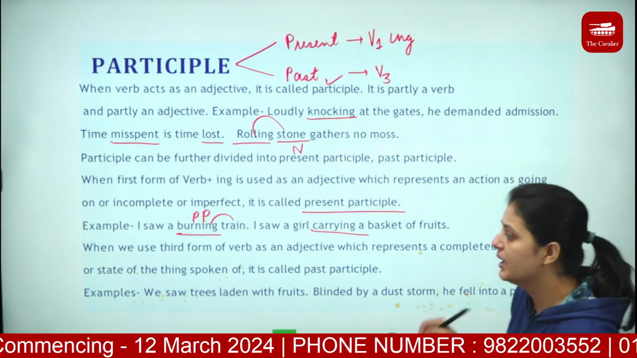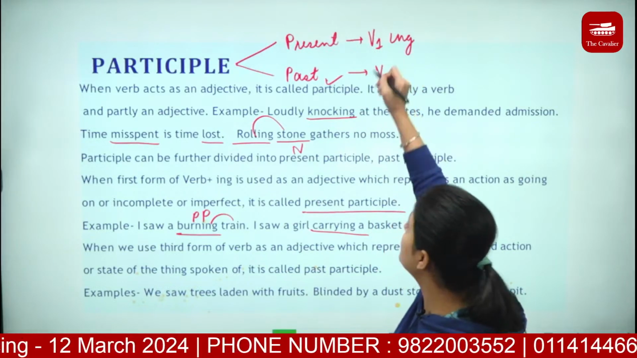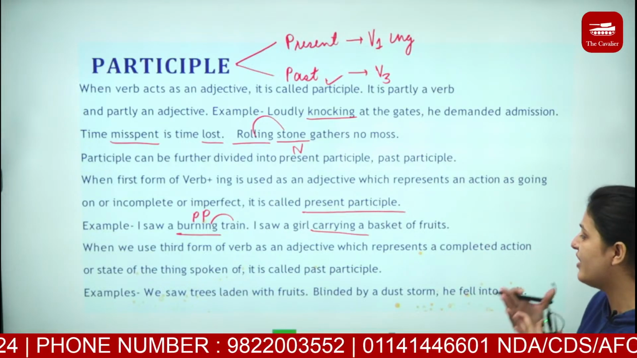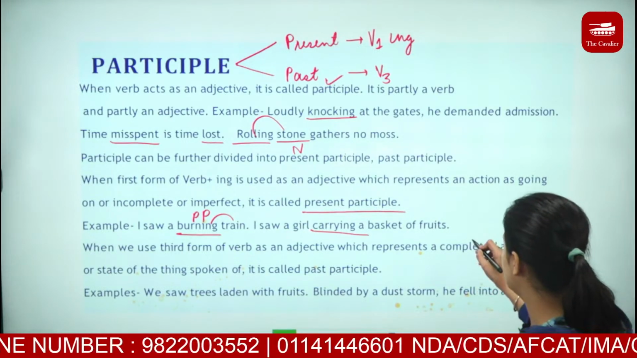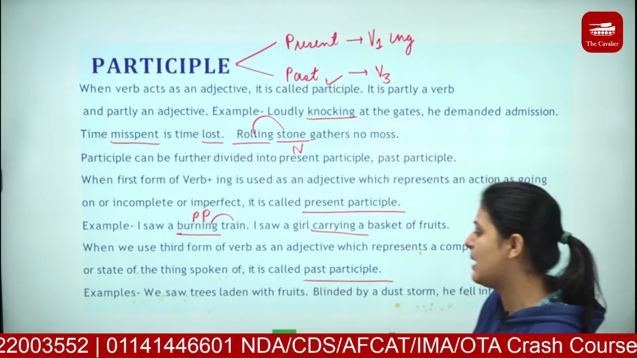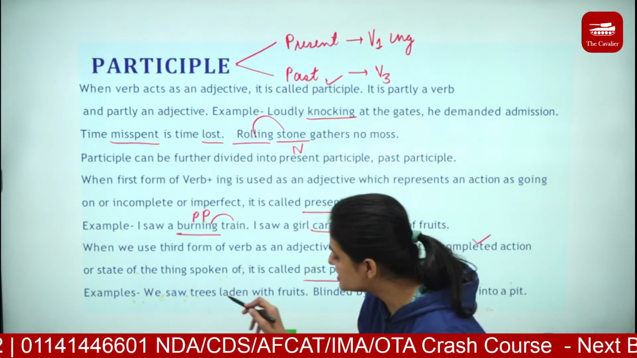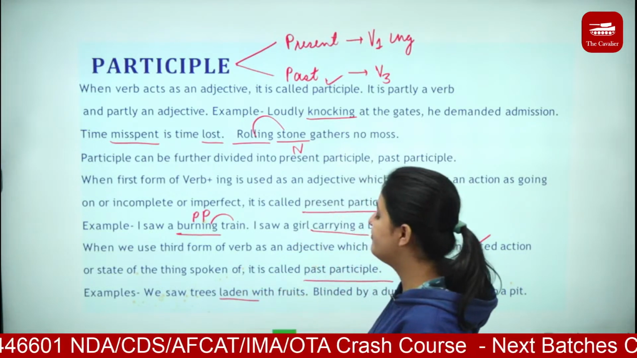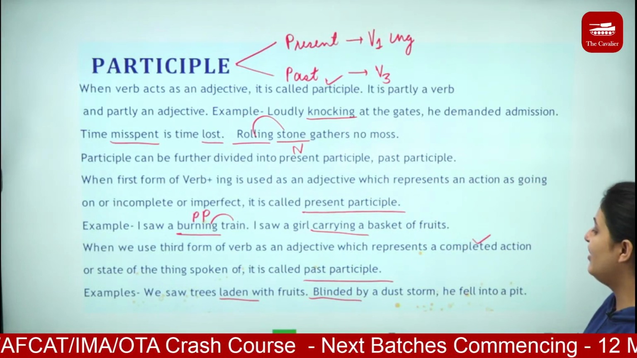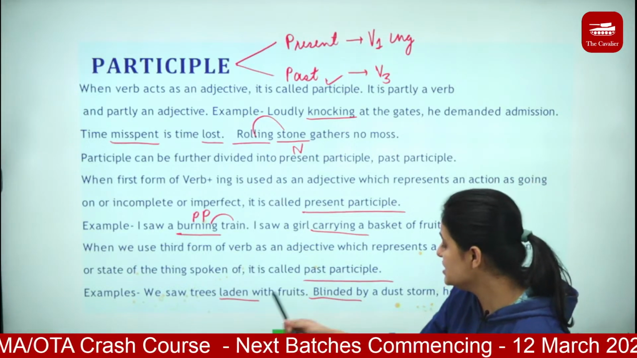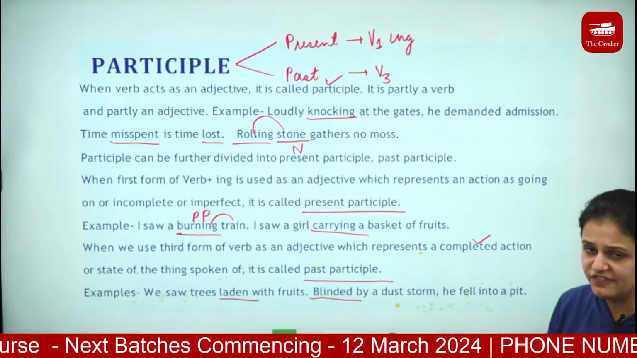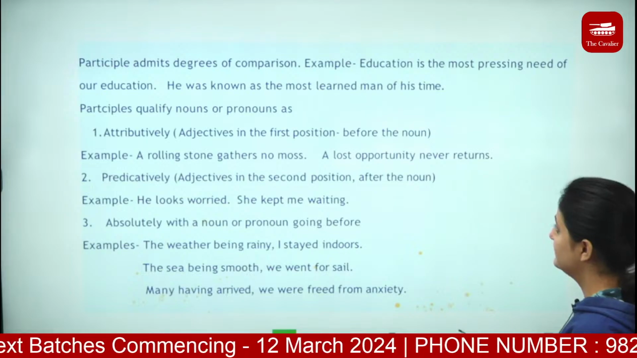Present participle. Next, जब भी हम verb की third form use करेंगे और उसको as an adjective use करेंगे where it is qualifying a noun, where it is representing a completed action or a state of something, then it is past participle. For example, we saw trees laden with fruits. Next, blinded by a dust storm, he fell into a pit. यहाँ पर laden और blinded are acting as qualities, qualifying a noun.